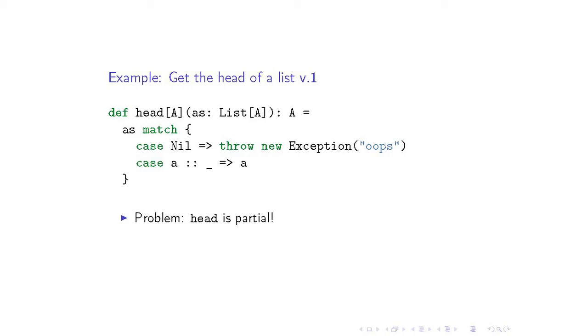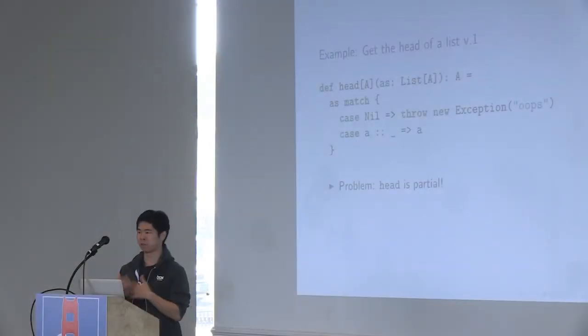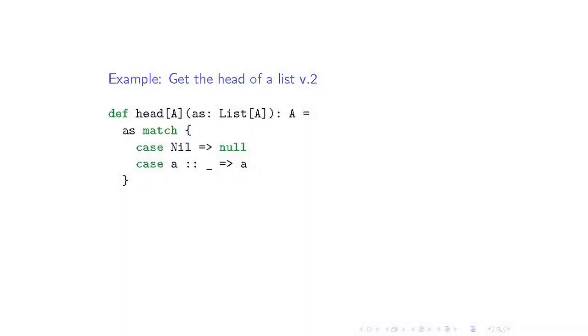The problem with this is that head is partial, right? Earlier, when I laid down the ground rules, we don't want to throw exceptions. Exceptions sort of subvert the type system, and by subverting the type system, you're subverting the logical framework in which your program lives in. So we don't want that. We want to return some value since nil is a valid input into our function. So OK, we'll return null. Null is a valid value as far as the compiler is concerned.